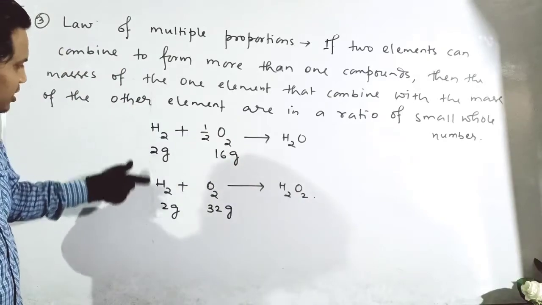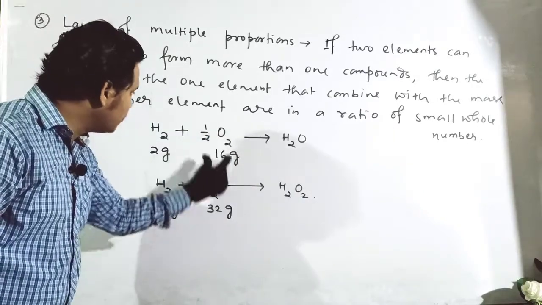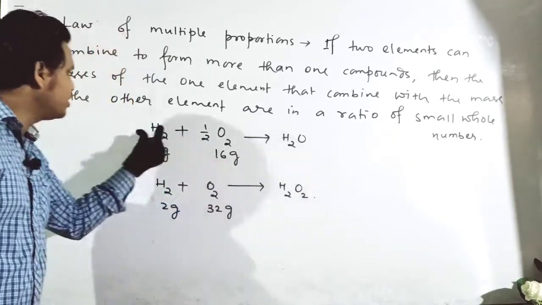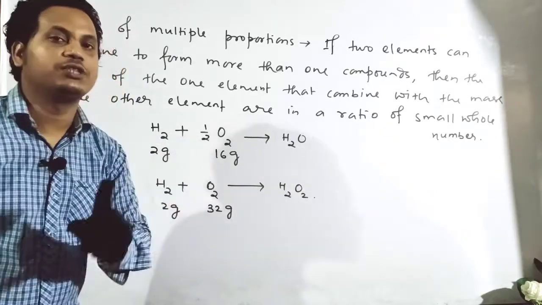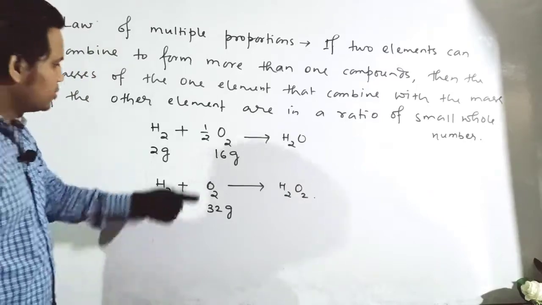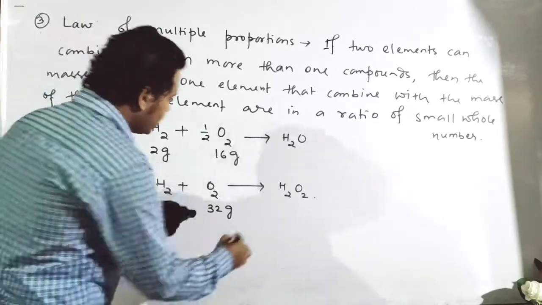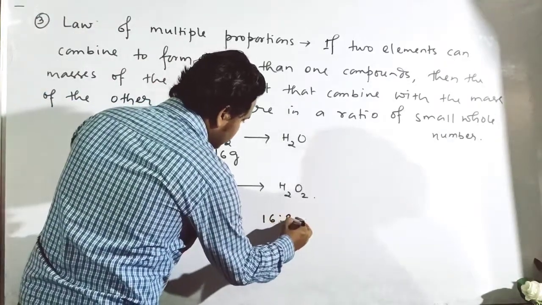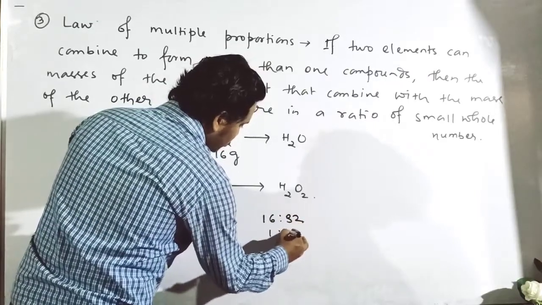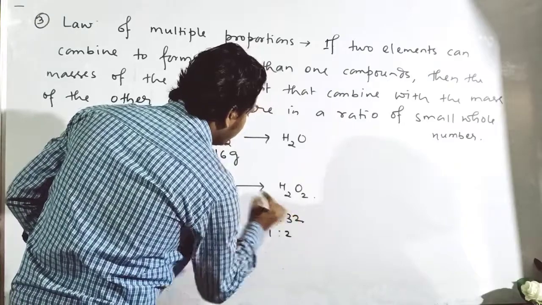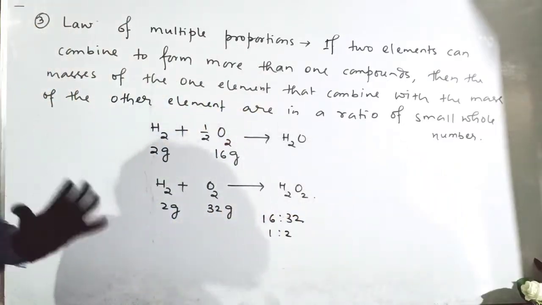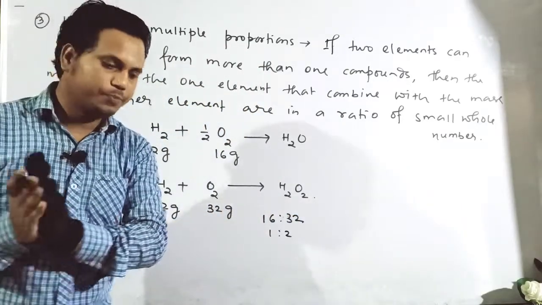So which one is fixed? Hydrogen. So the masses of one element that combine with the fixed mass of the other element are in a ratio of a small whole number. Check the ratio 16:32, how much? 1:2. Yes, it is in the ratio of a small whole number. So this is the law of multiple proportion.